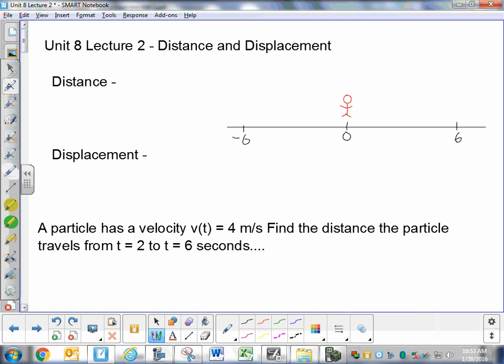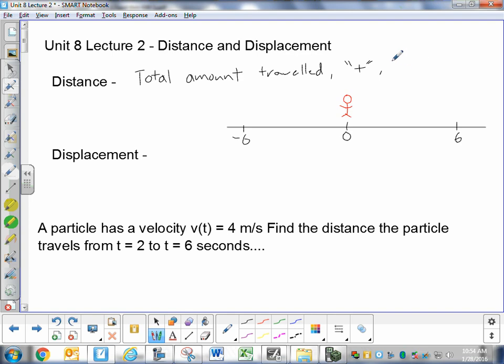All right, we're going to talk about distance and displacement in calculus. You've taken physics, you know the difference. Distance is like the total amount traveled. Distance is always positive. Could distance ever be 0?